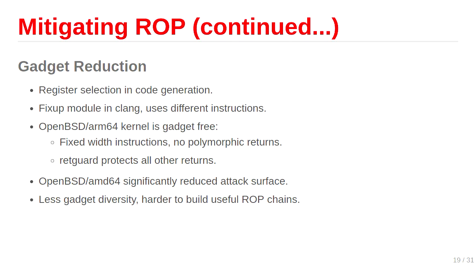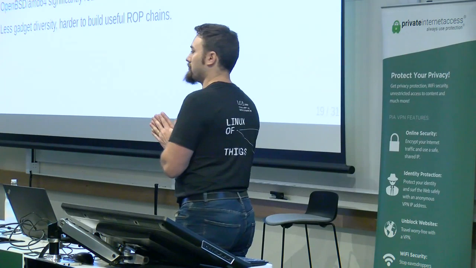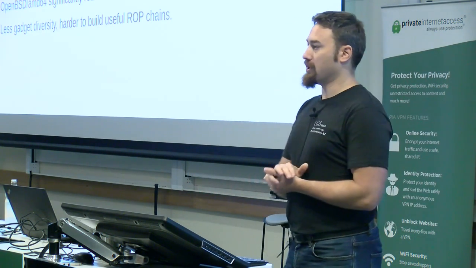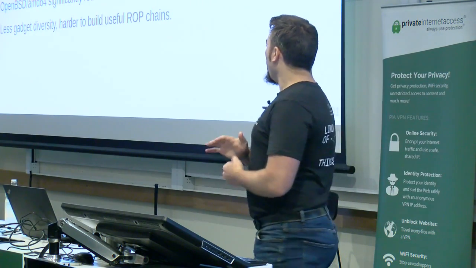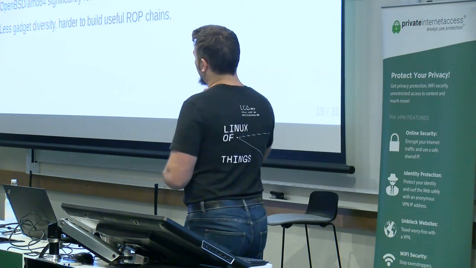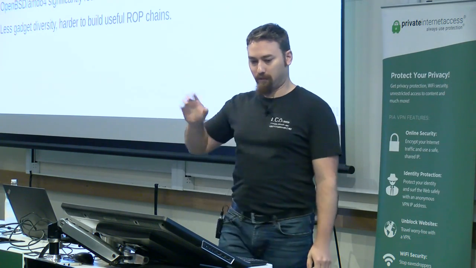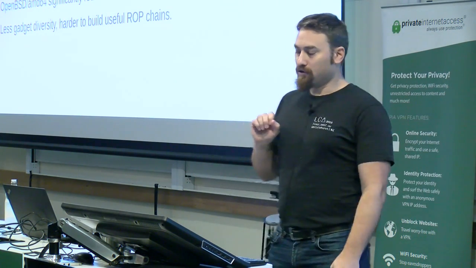And likewise, there's a fix-up module in Clang which goes through and basically does some of this work. Interestingly, the ARM64 kernel on OpenBSD is gadget-free. ARM64 is using fixed width instructions. There's no polymorphic rets to deal with to start with, and the use of retguard protects all of the other return cases.